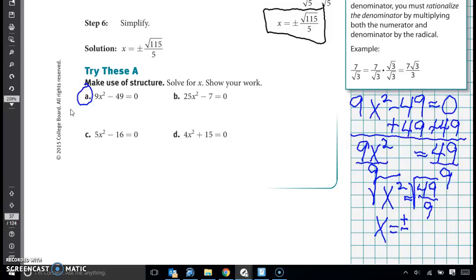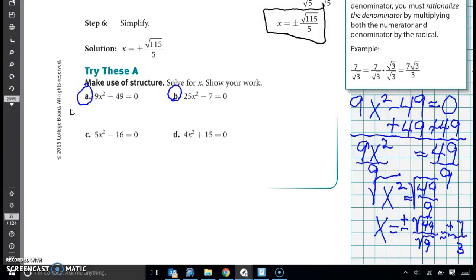Alright, so we have square root of 49 over 9. Now, since this doesn't reduce, we can separate. We can do square root of 49 over square root of 9. Square root of 49 is 7 over 3. Awesome. So x equals plus or minus 7/3. Not too bad, right? That's terrible. Oh, God. Alright, so I would like for you to do B.